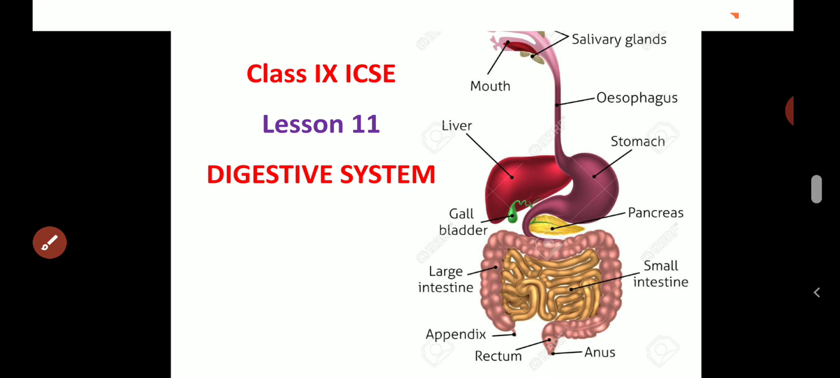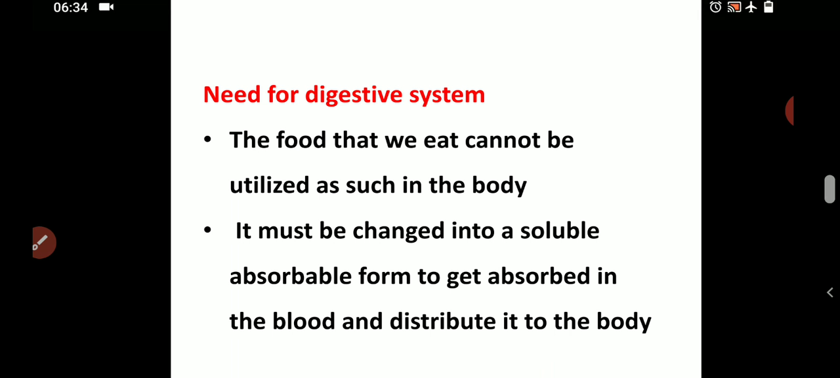So this process in detail you will study in this lesson, the digestive system, which consists of the four phases: ingestion, digestion, absorption and egestion. So just by understanding the diagram, you will remember these four parts. First, we will go through the need of the digestive system.